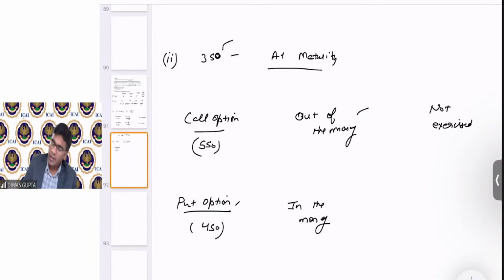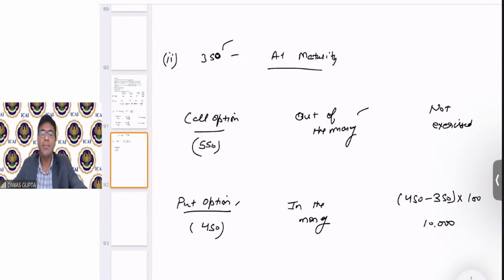And how much is it in the money? We can calculate 450 minus 350, into what was the lot size? 100. Okay. So 100 into 100, 10,000 will be the gain. Correct? 10,000 will be the gain because this person has purchased these options. So it will be a gain to him. Yes, Mohammed Abdul, it is in the money. Viraj, again check, it's not out of the money, it's in the money. Suraj in, yes, perfect.